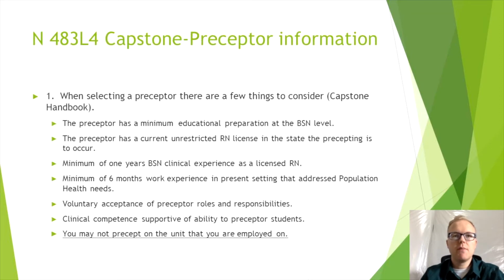The preceptor has a minimum educational preparation at the BSN level. The preceptor has a current unrestricted RN license in the state the precepting is to occur. And there's a minimum of 1 year of BSN clinical experience as a licensed RN. Finally, a minimum of 6 months work experience in the present setting will be required. Also, the preceptor has to have voluntary acceptance of preceptor roles and responsibilities, and clinical competence is supportive of the ability to precept students. You guys want a good preceptor.